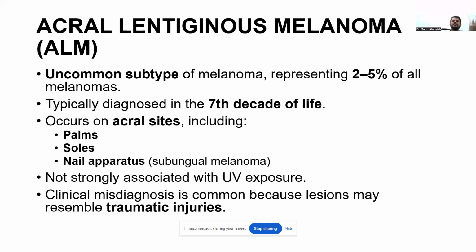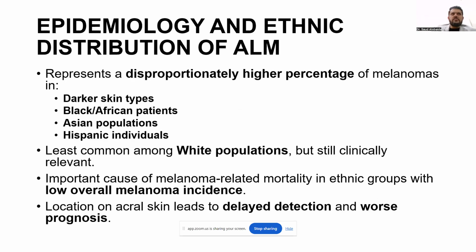The question is, is it associated with a lot of UV exposure? It doesn't make sense because of the locations, but it's not as the ones previously mentioned. And I was saying it's always confused with a traumatic injury, like an ecchymosis or hematoma under the skin. It's overrepresented in darker skin types like African, Black, Asian, Hispanic. Least common in the white population, but overall it's not common. Okay.